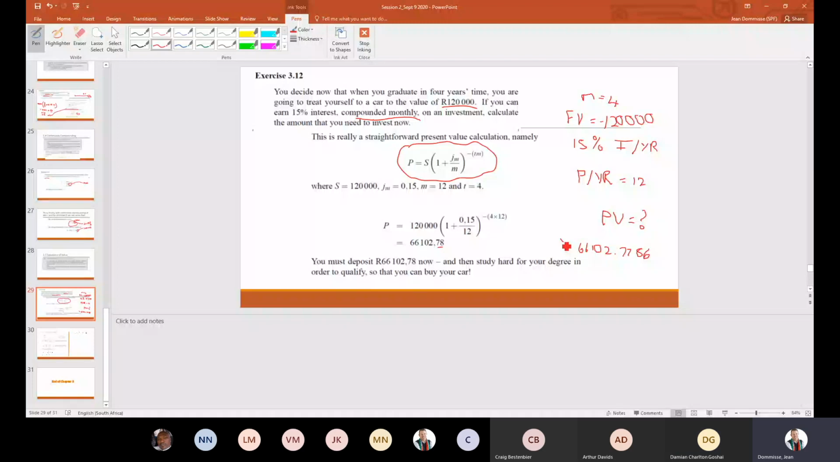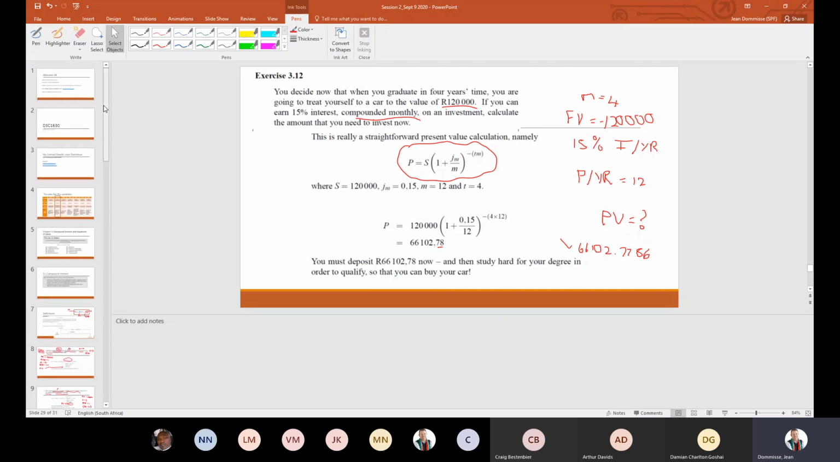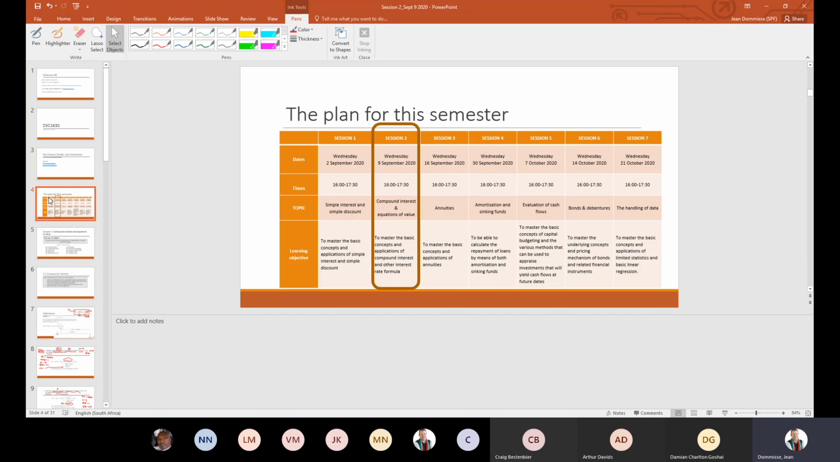So we've quickly run through study unit 2, chapter 3, on compound interest. Let's just quickly do a recap. Last week we did simple interest. Today we did compound interest, and next week we'll start with some of the annuities and a bit more of the difficult work. We'll use the calculator a lot next week as well.